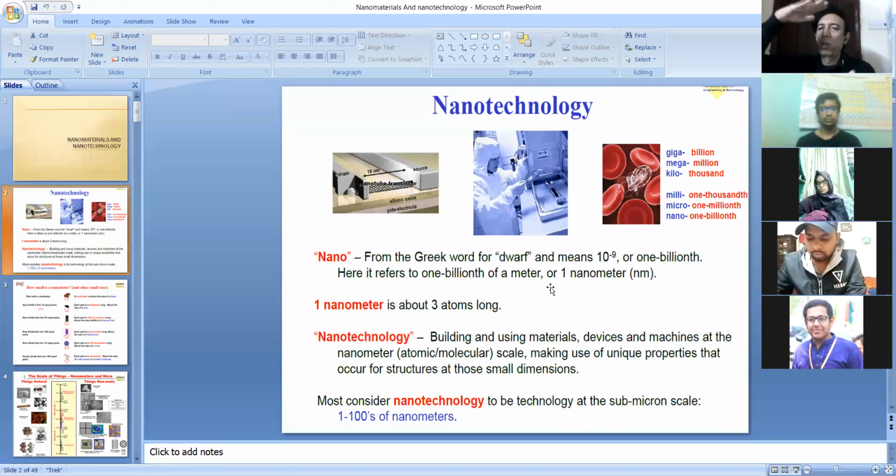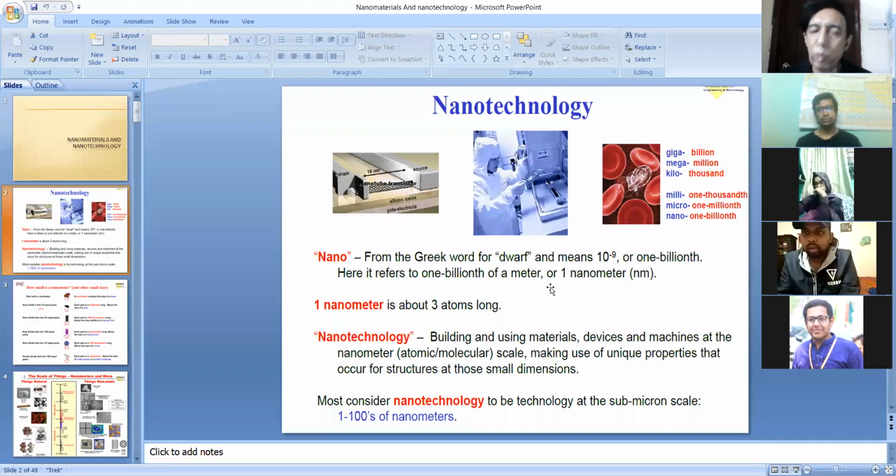Dwarf means small. There are some people who are very small in height, we call them dwarfs. They are nano, they are dwarfs. Actually their names are dwarfs. So nano means dwarf. It is 1 billionth of a meter.